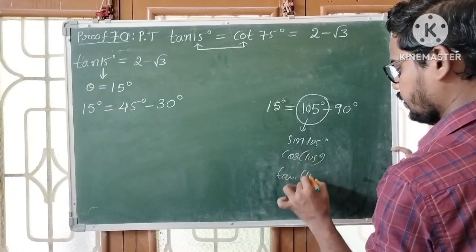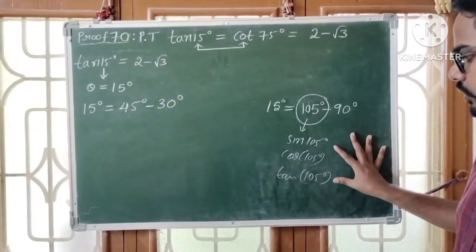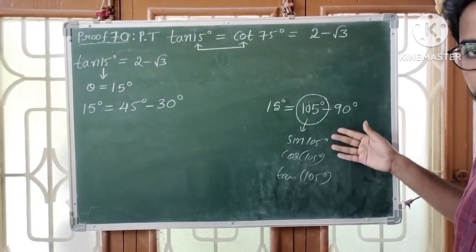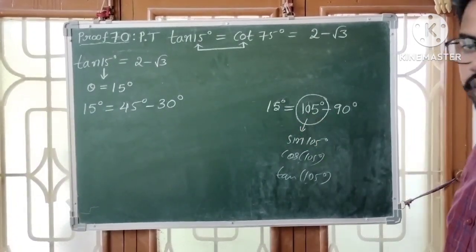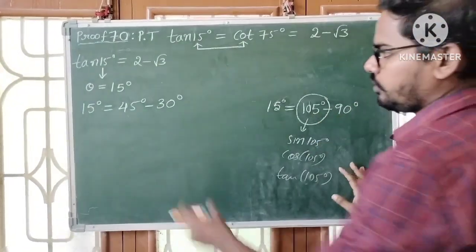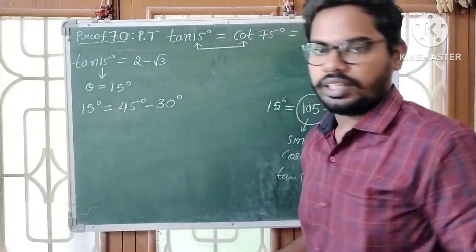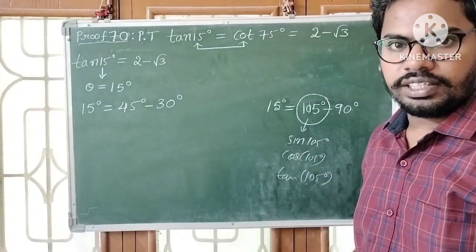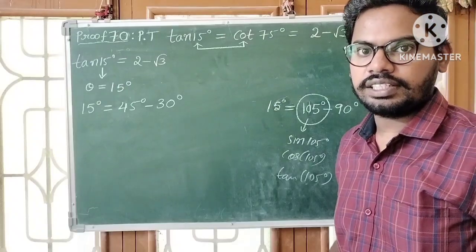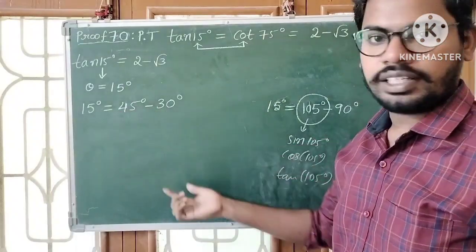Am I right? So we don't know the trigonometric ratios of 105 degrees. That's why we do not consider this expression. So we consider 45 degrees minus 30 degrees because we all know trigonometric ratios of 0 degrees, 30 degrees, 60 degrees, 90 degrees and so on. That's why I'm going to consider 45 degrees minus 30 degrees.